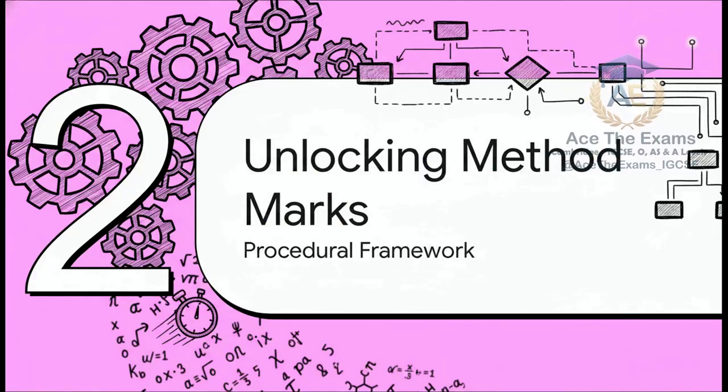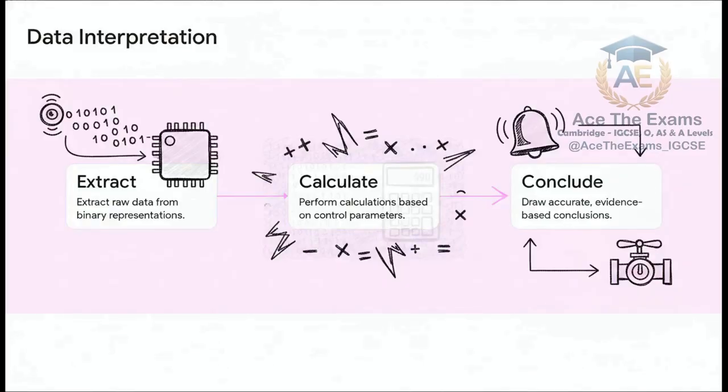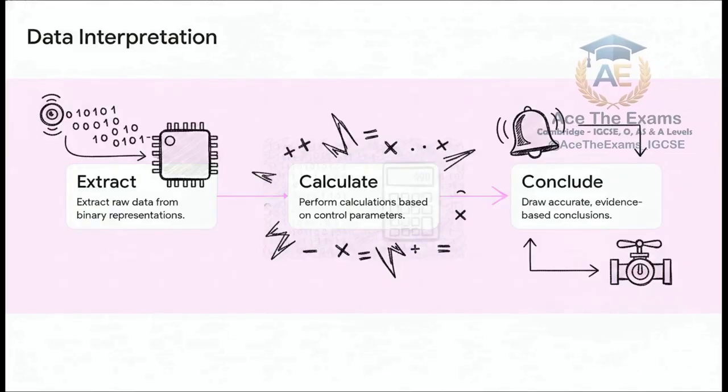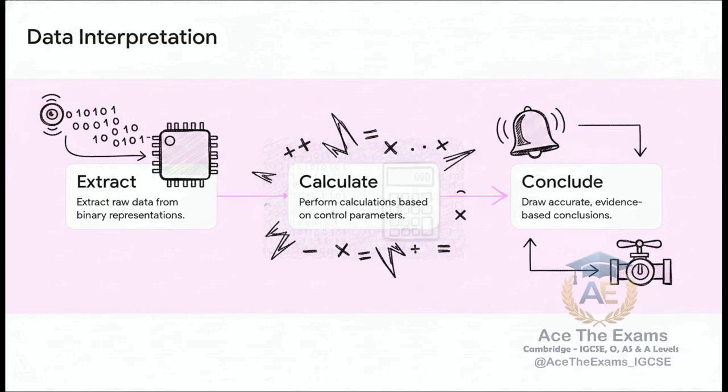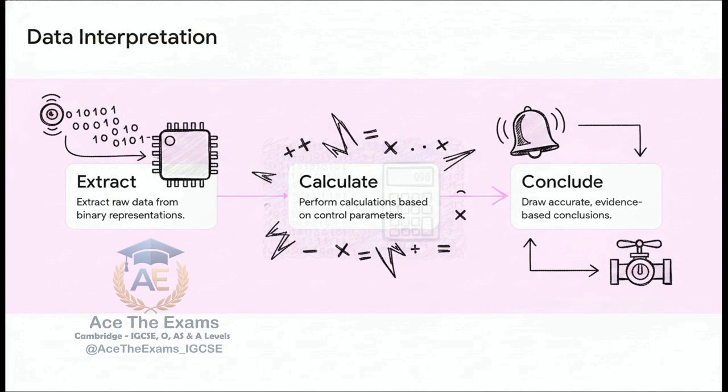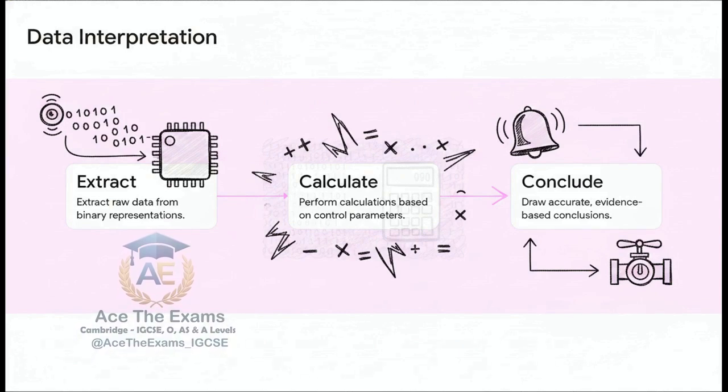All right, moving into Section 2, unlocking method marks. This is your procedural framework. You know, one of the biggest hurdles in monitoring and control systems is that it requires a very specific technical methodology. It's not just theory. It involves heavy, critical data interpretation skills. Examiners are looking for a precise sequence.